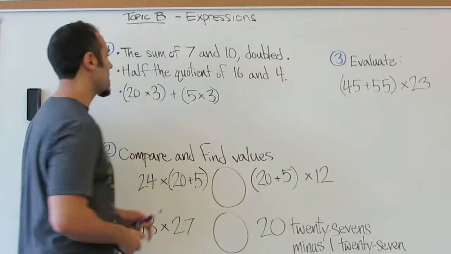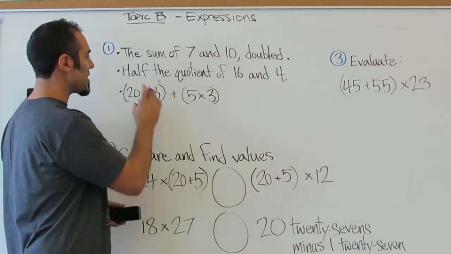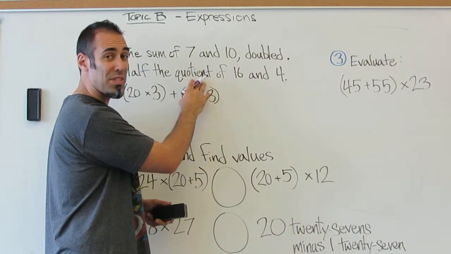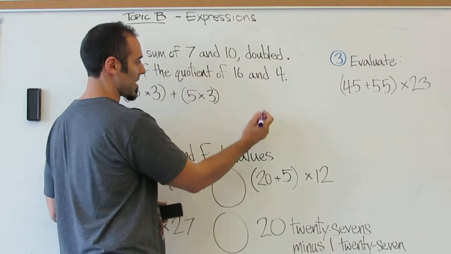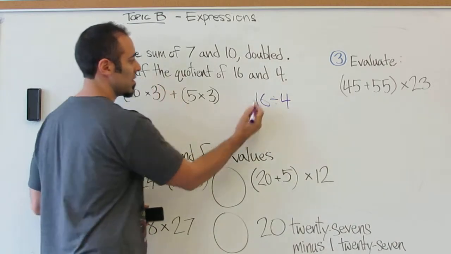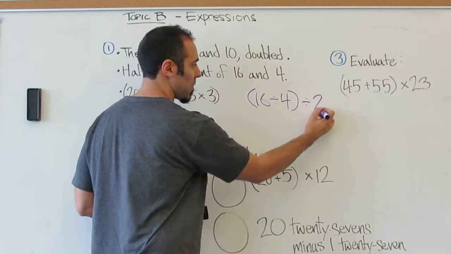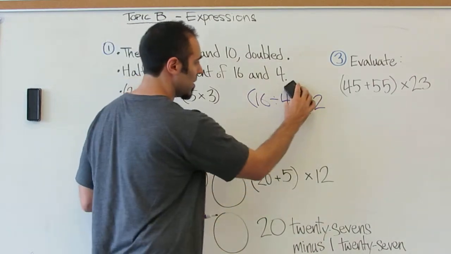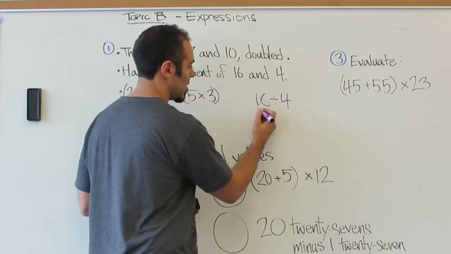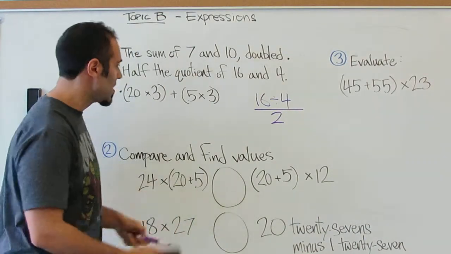So, moving on. Half of the quotient of 16 and 4. Well, we know that we're going to be taking half of the quotient of 16 and 4. 16 and 4 is going to be divided because of this clue word right here. So 16 divided by 4, and then the whole thing is going to be halved. I can either write it this way, divided by 2, or I could set this whole thing over a fraction line and write the 2 underneath.